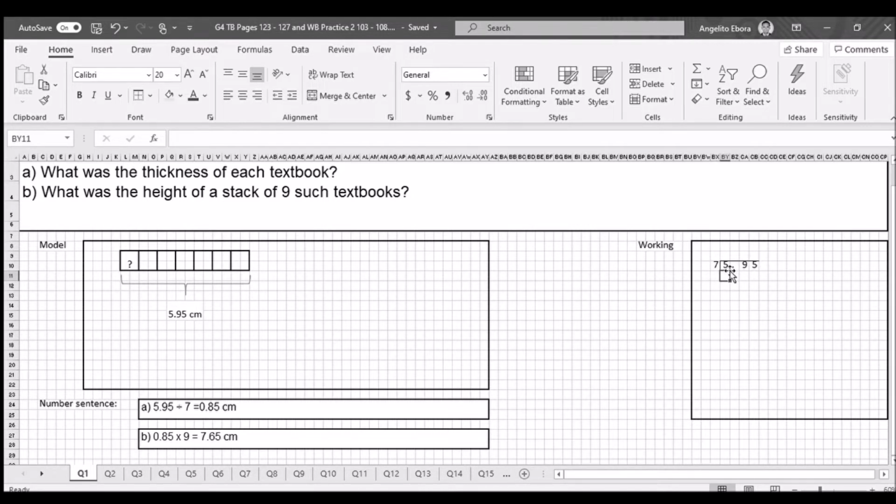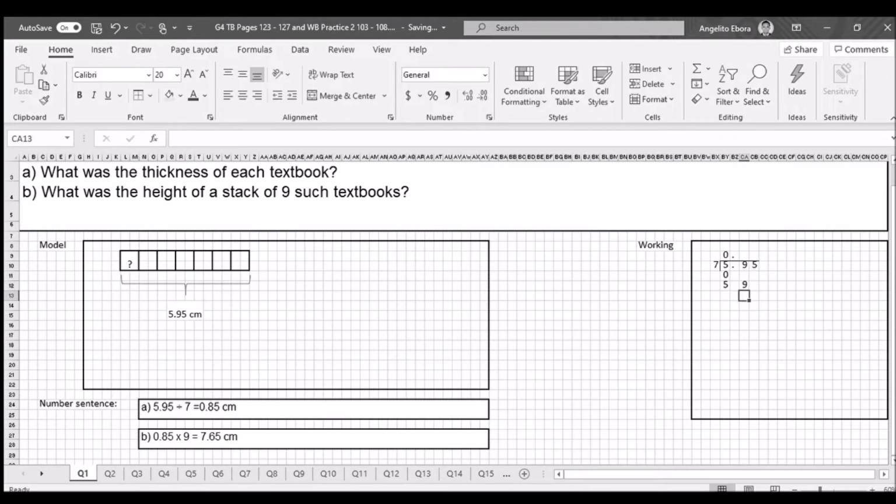When you divide, you have to divide the digits one by one. In this case, we'll divide 5 by 7. So 5 divided by 7 is 0, so that is 0 on top. Then subtract. So 5 minus 0 is 5. Then you have the decimal here. Put the decimal on top. Then bring down 9.